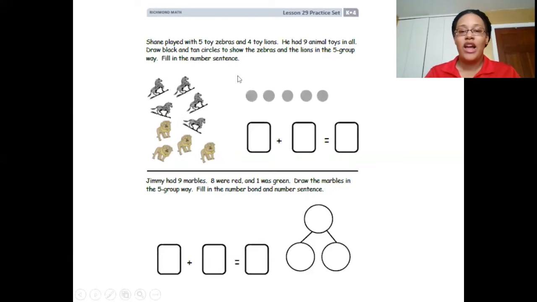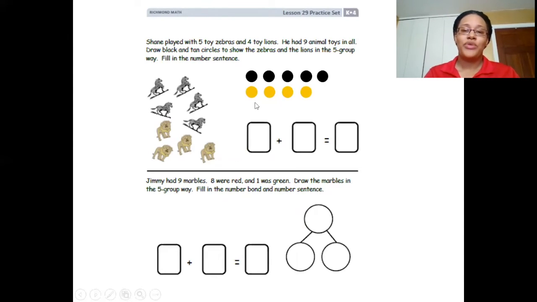Let's see, 5 toy zebras. I can see automatically that's 5. 1, 2, 3, 4, 5. It always helps to recount. And then 4 toy lions. 1, 2, 3, 4.